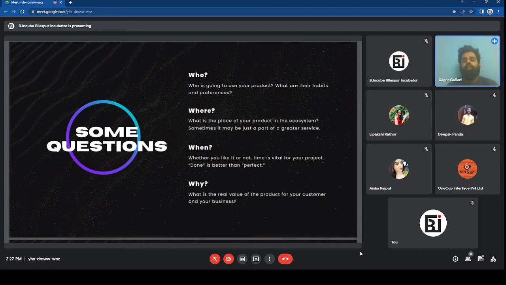Where will your product be used, and what is the place of your product in the ecosystem? Sometimes it may just be a part of a greater service, right? The EV segment, the electric vehicle segment, is very big right now, right? There are companies running electric vehicles, such as Blue Smart, or Uber is coming into this, right? And some companies operate in the backend, giving them the chargers or the station points. So you have to have a brief understanding of the place of your product, and how you will go into the market, as a service or a product, right?